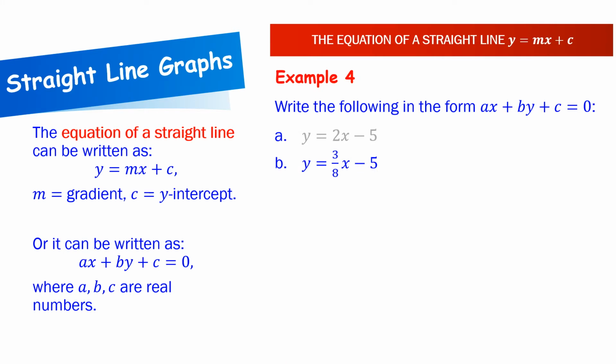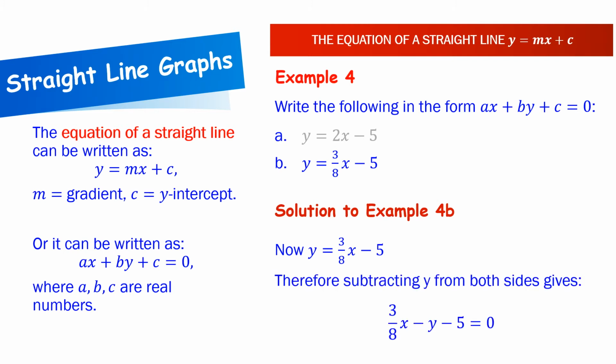Now let's solve example 4b. We have that y equals 3/8x minus 5. Therefore, subtracting y from both sides gives us the equation in the form ax plus by plus c equals 0, where a equals 3/8, b equals -1, and c equals -5.